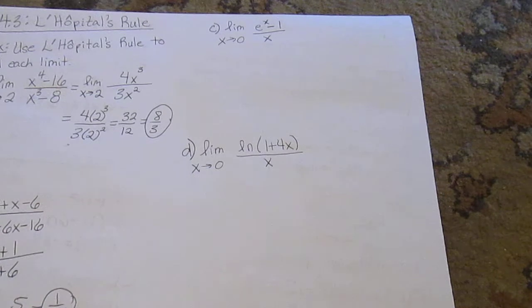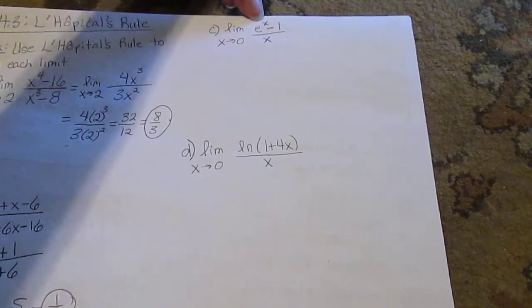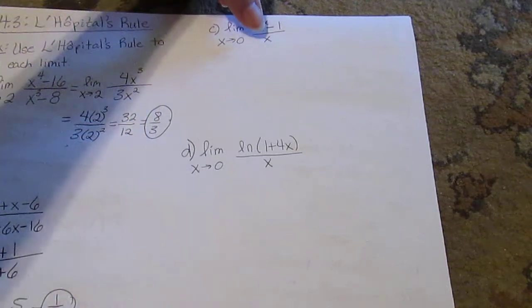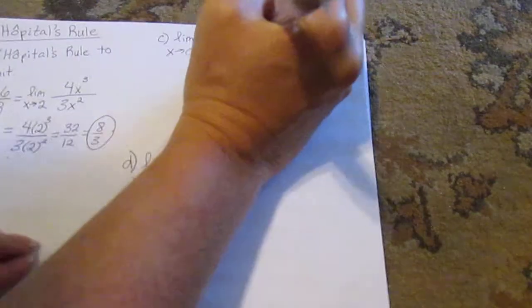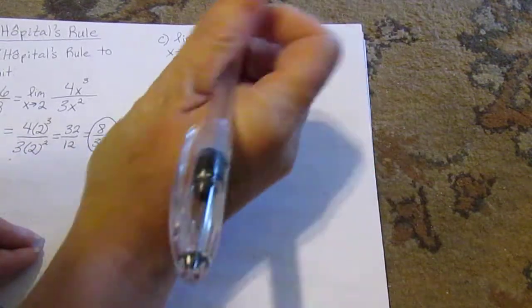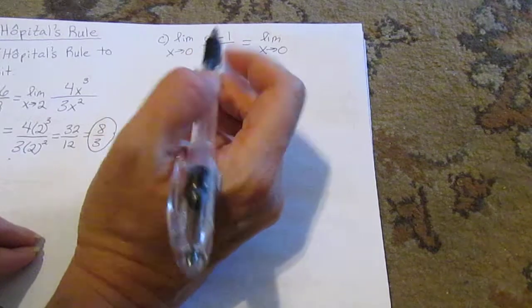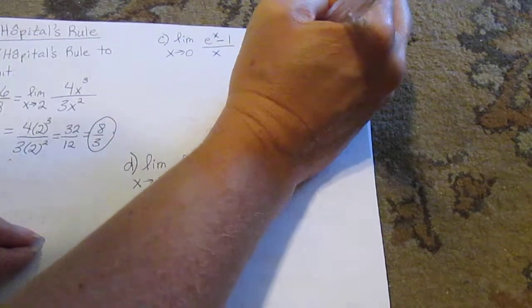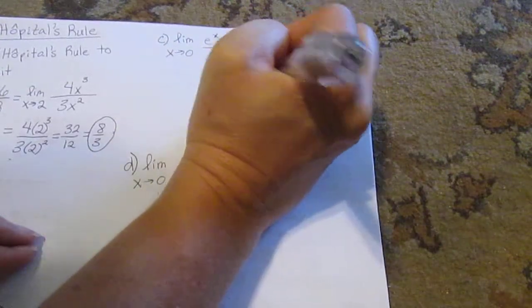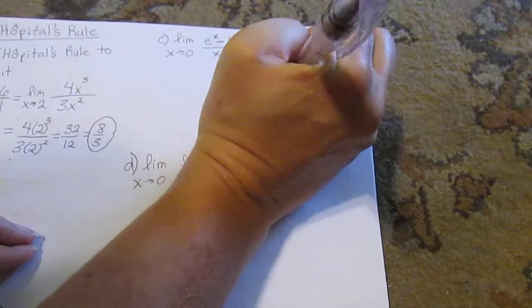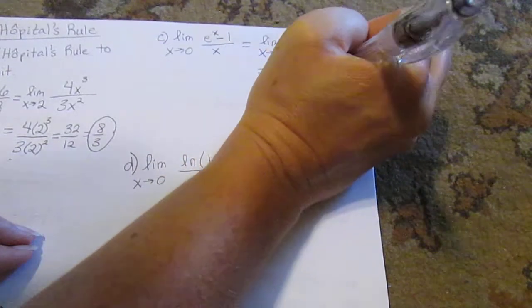Okay, in part C, the limit as x goes to 0 of e to the x minus 1 over x. Well, if we plug 0 in, we get 1 minus 1, which is 0 on top, and of course we get 0 on bottom. So we can use L'Hopital's rule, take the derivative of the top and take the derivative of the bottom. The derivative of the top is e to the x. And the derivative of the bottom is 1. So plug in 0, and we get e to the 0 over 1, which is 1 over 1. So we get 1.